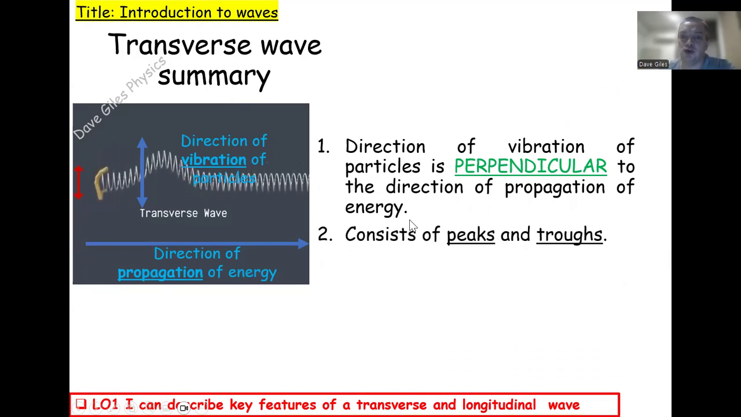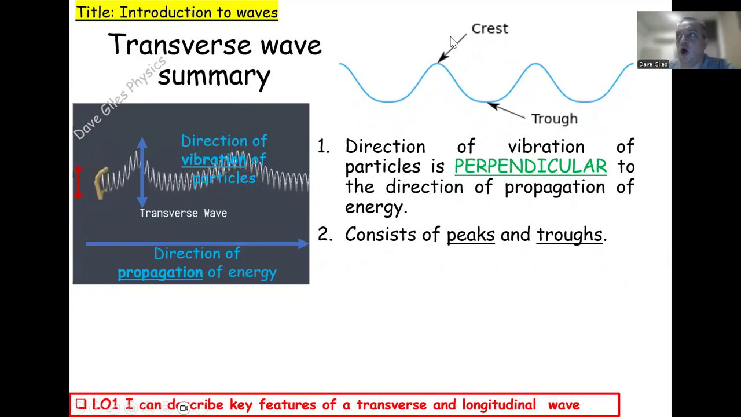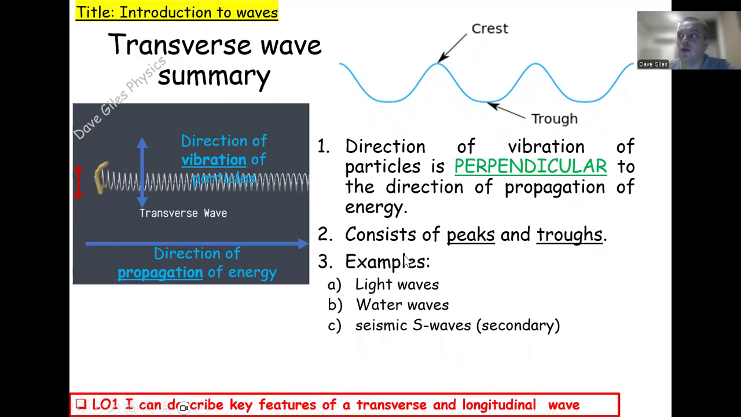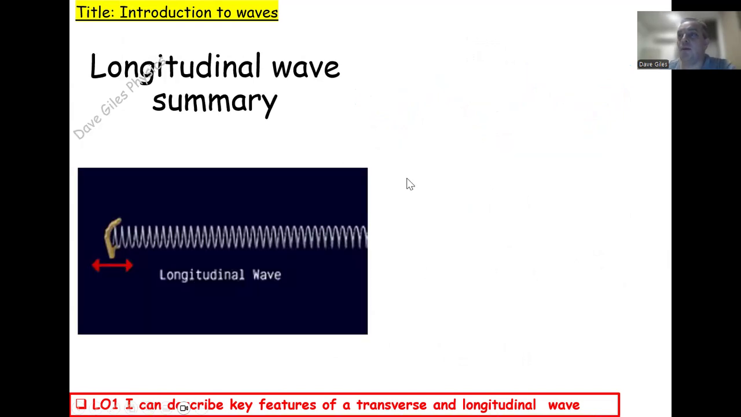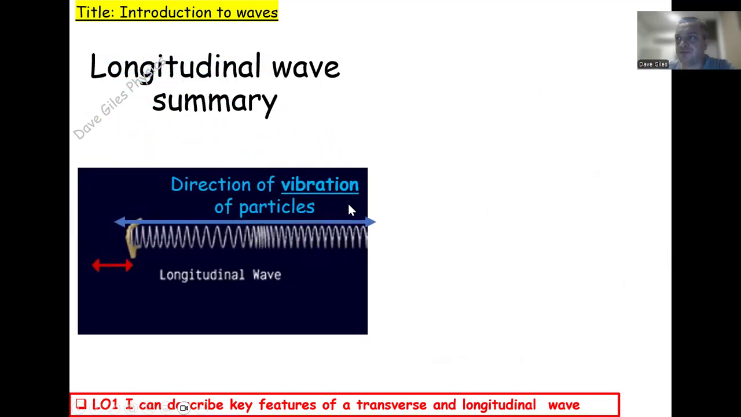It consists of peaks and troughs, or labeled as crest, but we generally use the term peak. And some examples are light waves, water waves, and seismic S waves, which you get in earthquakes, which if you study geography, you might know a little bit about them already. And some examples of longitudinal waves are sound waves and seismic waves, which you will also look at in geography.